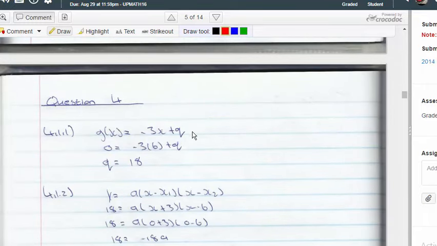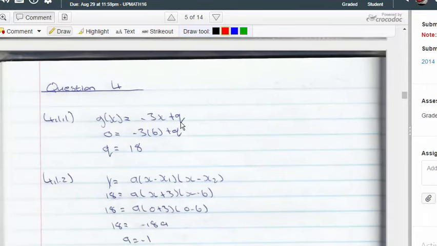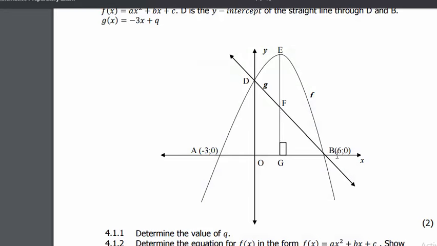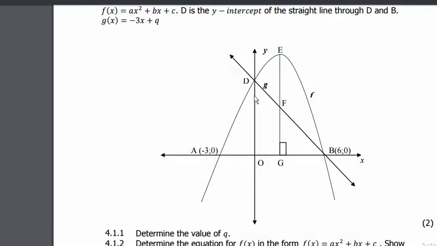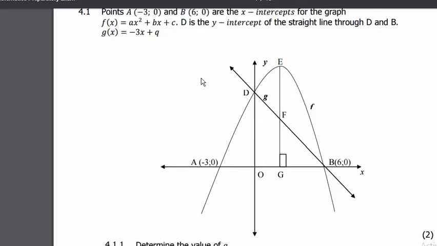Let's see. Question 4, we have one parameter left to solve, so substitute a point. I only want to find this value in this expression, and so to do that I can substitute any point that lies on that graph, and the point is (6, 0). Once I substitute (6, 0), I get q is equal to 18. Excellent. So q is equal to 18.